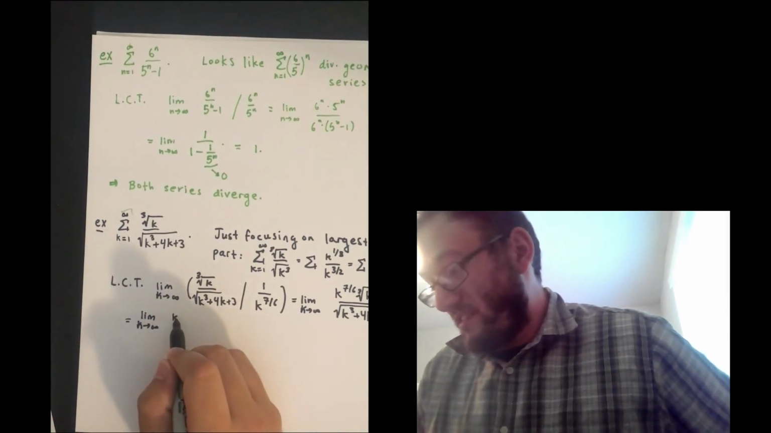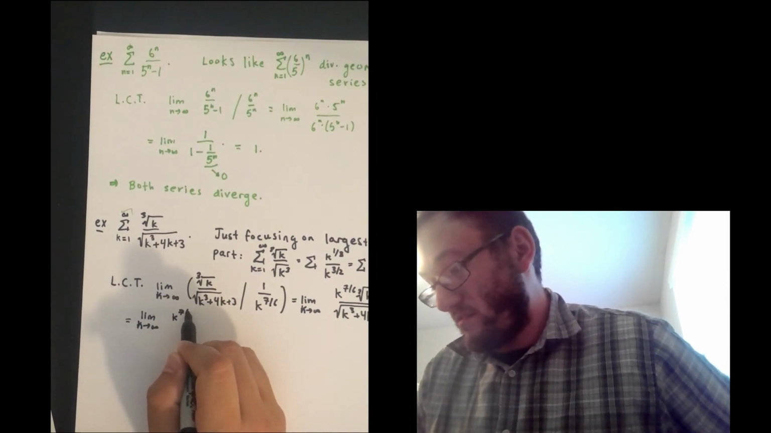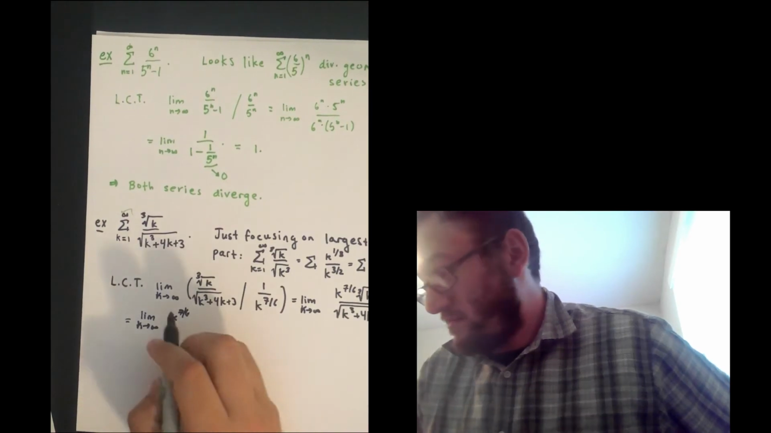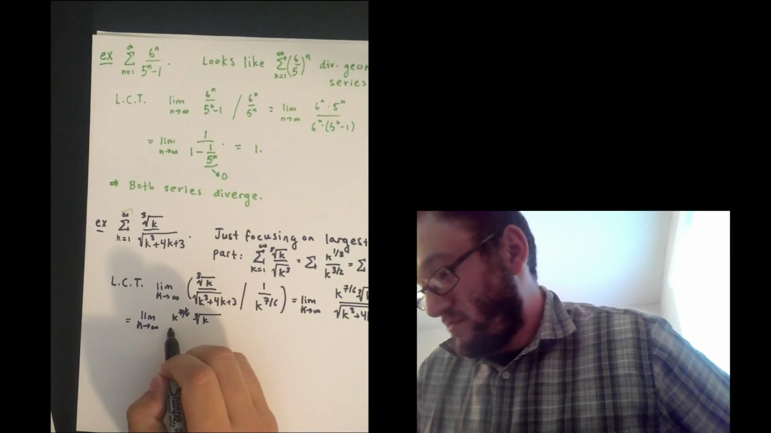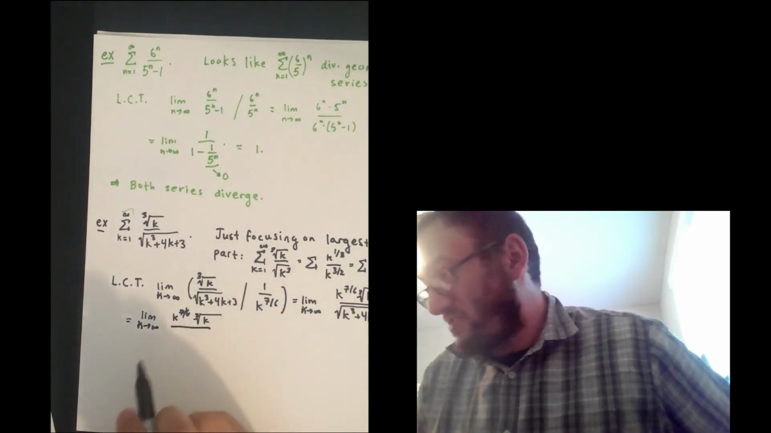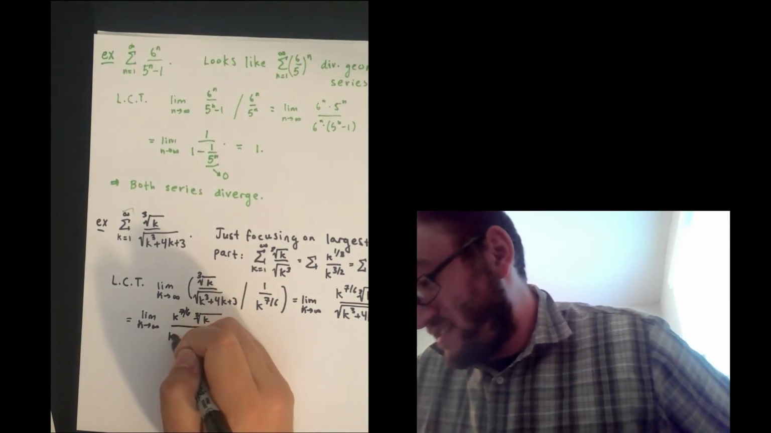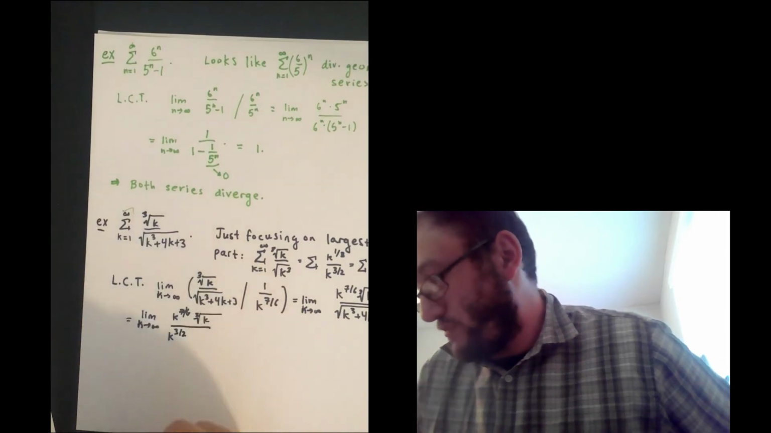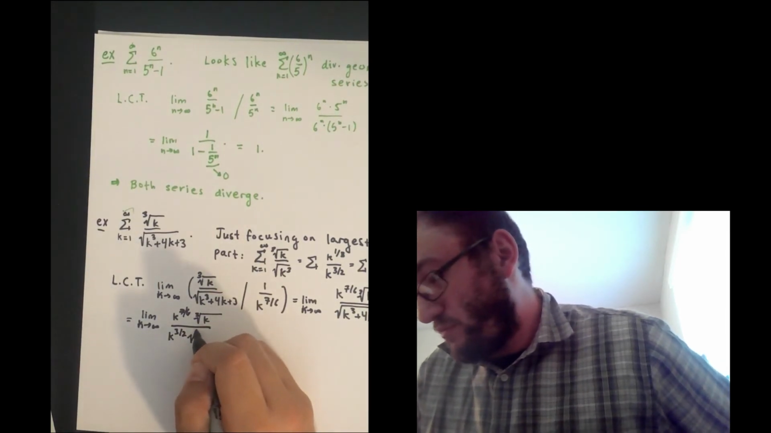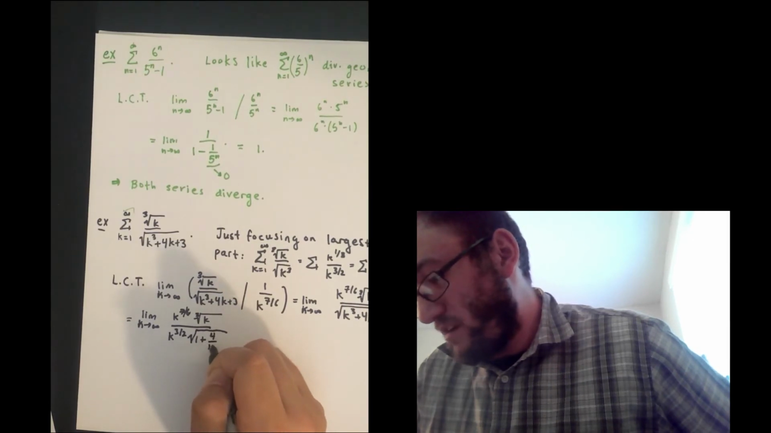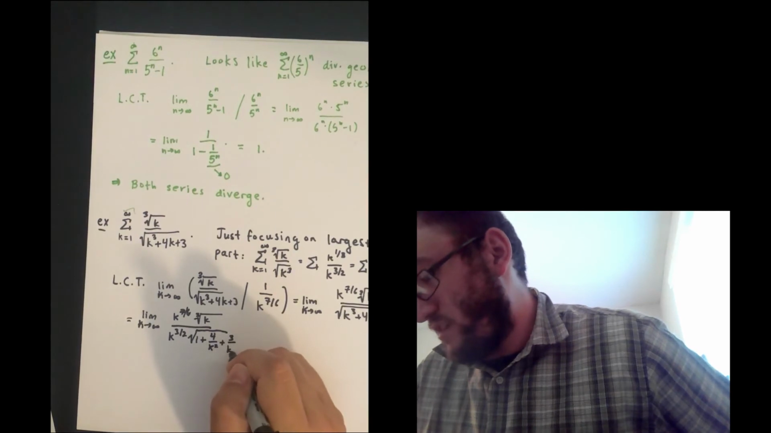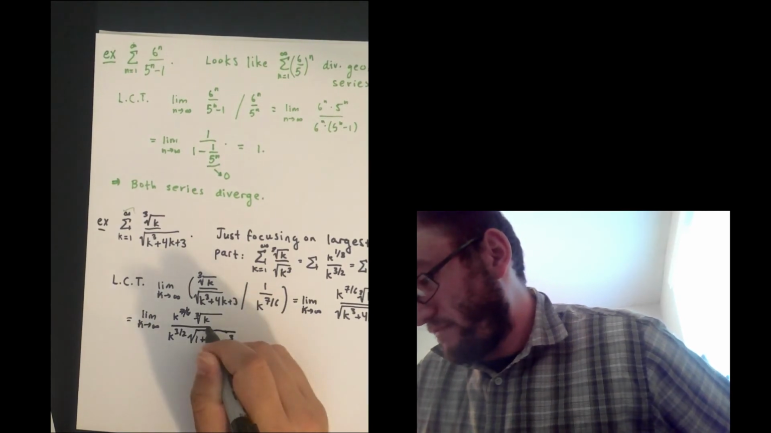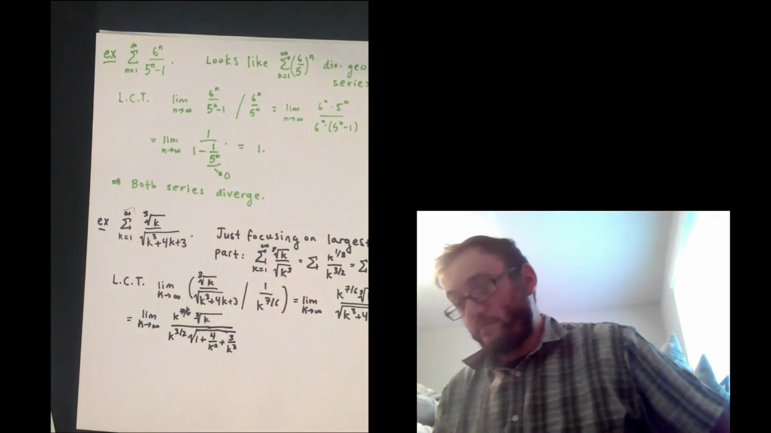So k to the 7/6 times cube root of k, divided by, okay, now I'm factoring out the k cubed, so it'll become k to the 3/2 because there's a square root, times the square root of 1 plus 4 over k squared plus 3 over k cubed.